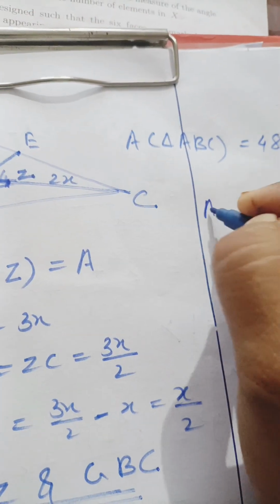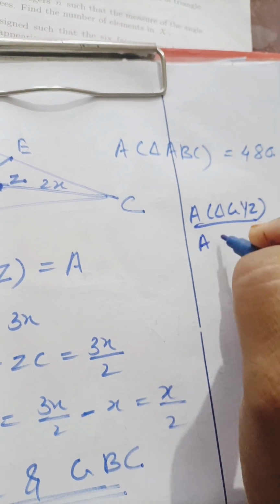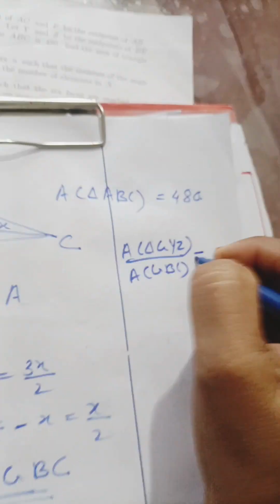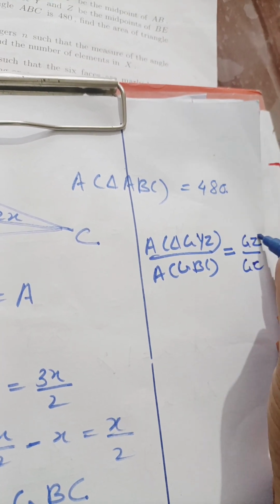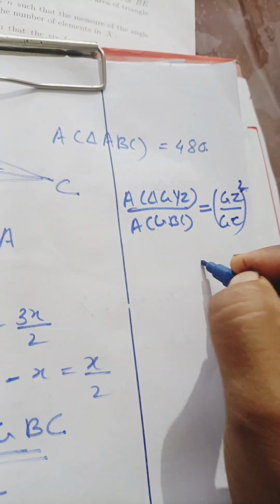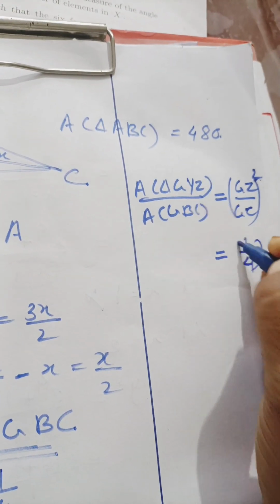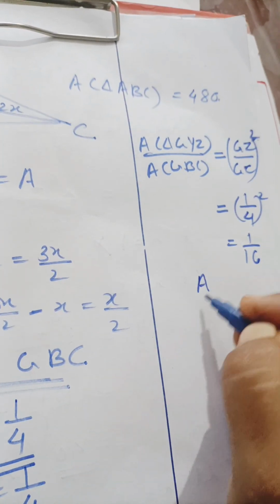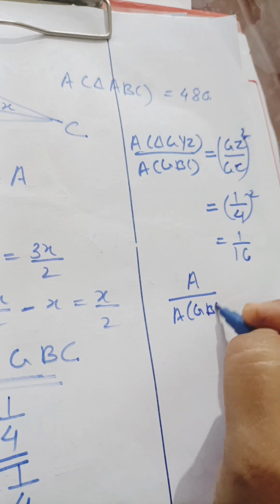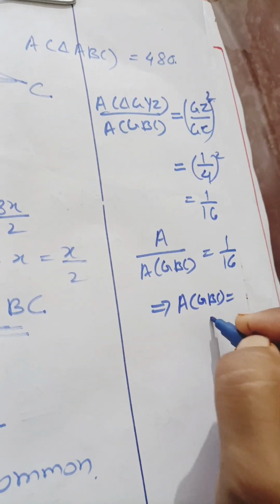Now we know the ratio of the areas of two similar triangles: area of triangle GYZ to area of triangle GBC is equal to the square of the ratio of any corresponding pair of sides of similar triangles. We have just seen their ratio is 1 by 4. So 1 by 4 square, that is 1 by 16. Now GYZ we have considered as A, so area of GBC is 16A.